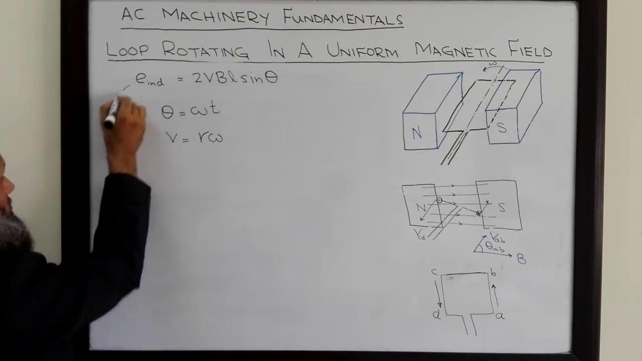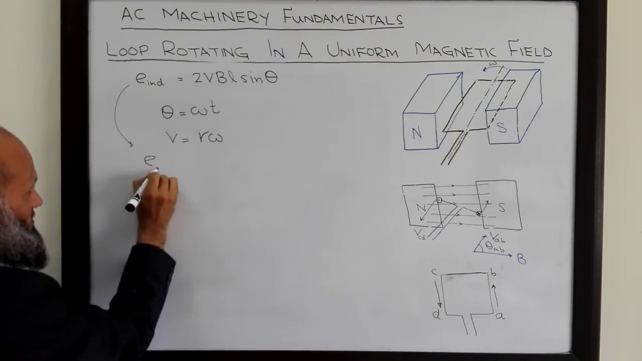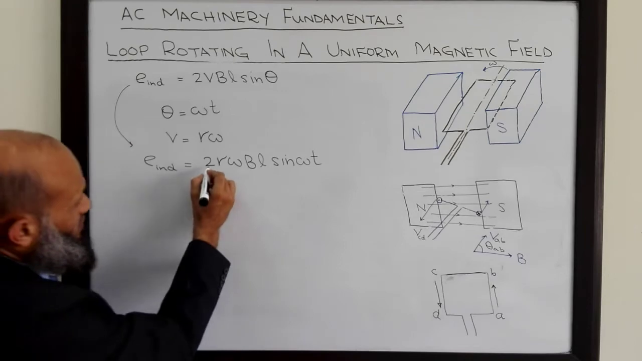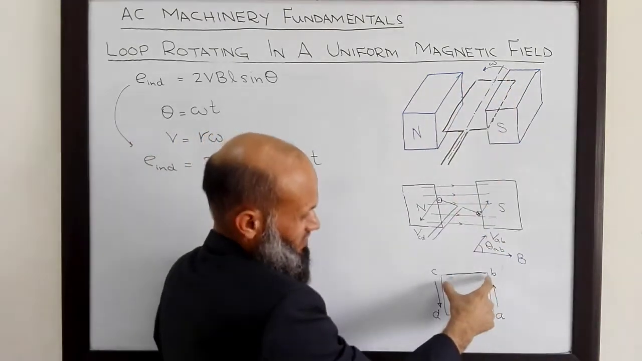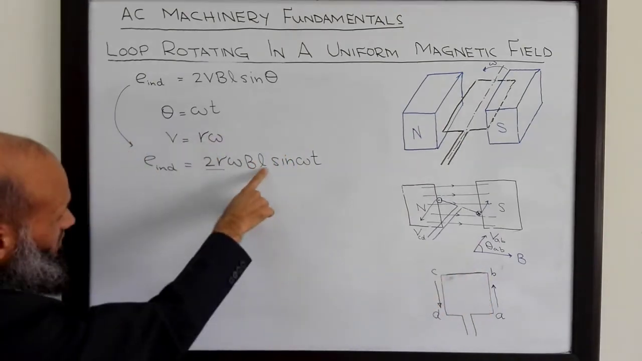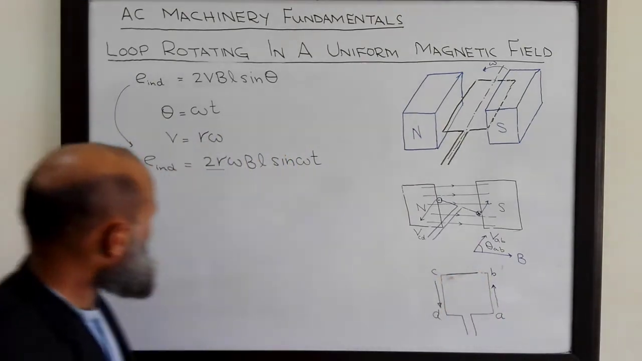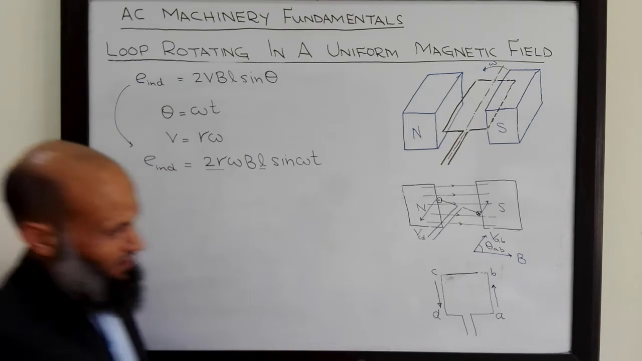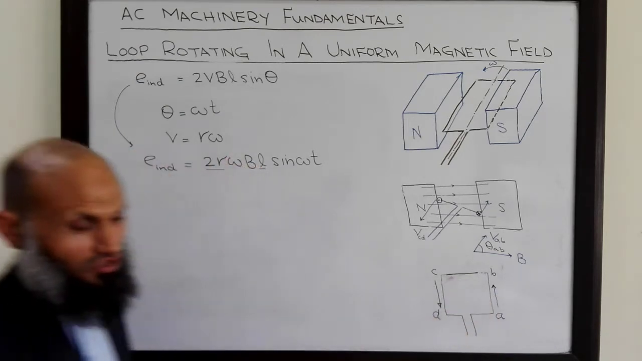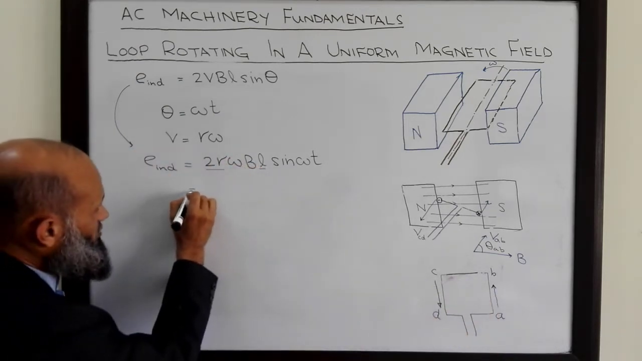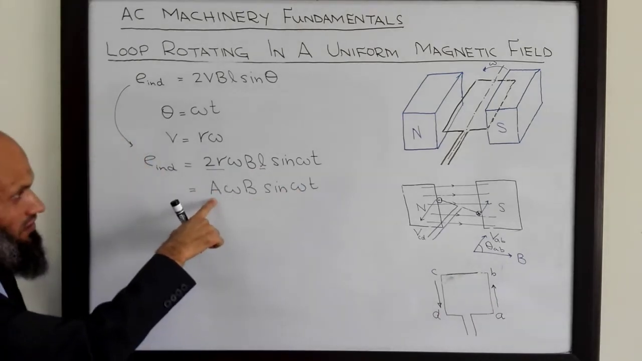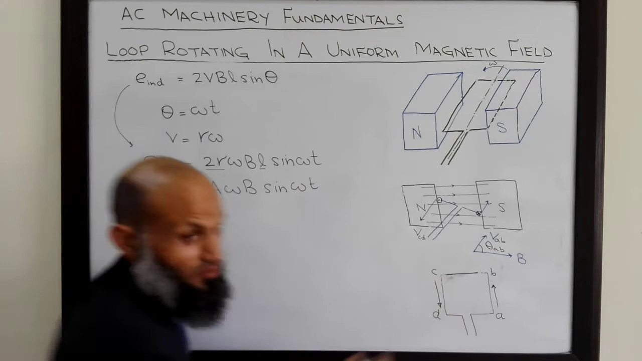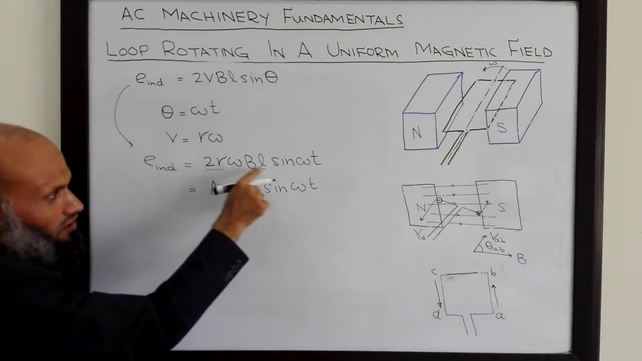Therefore, in this expression for induced voltage, what is this thing? 2R is this length. What is this length? This is L. So 2R multiplied by L is the area enclosed by this loop. So let's replace it with area, where A is the area of this loop, which is equal to 2R multiplied by L.